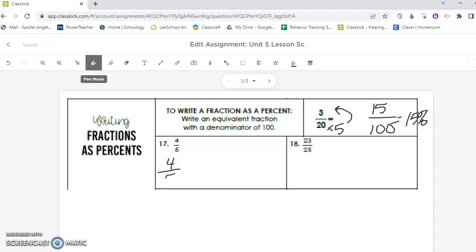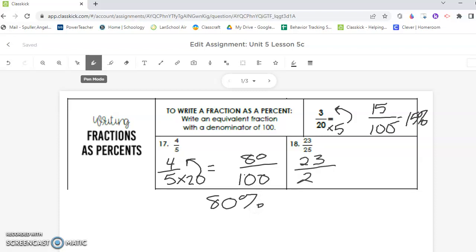4/5. If I take this times 20, that gets me 100. And then to the top, I get 80 over 100. So this is worth 80%. Good job.